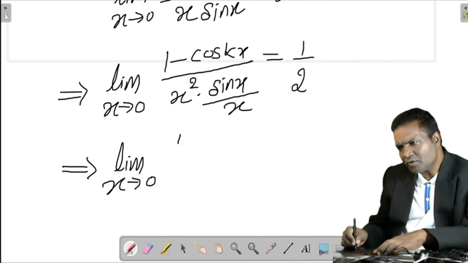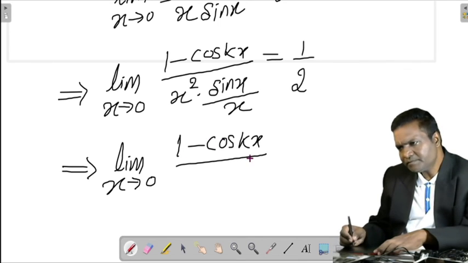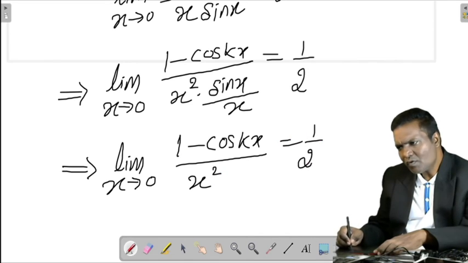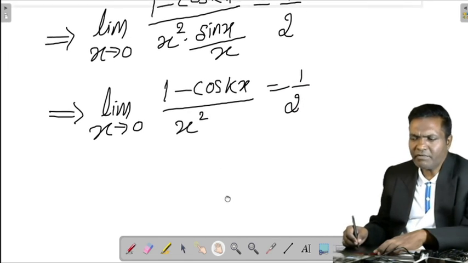And limit x tends to 0, sin x by x is 1, so I can write it as limit x tends to 0, 1 minus cos kx by x square equals 1 by 2. Now you need to evaluate this.